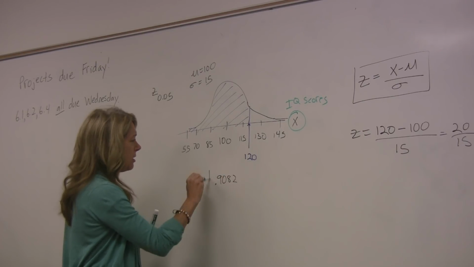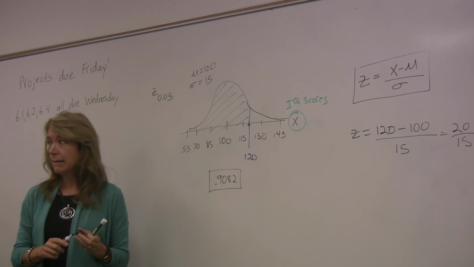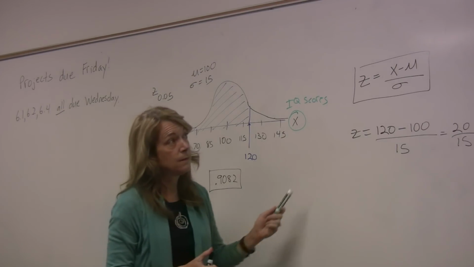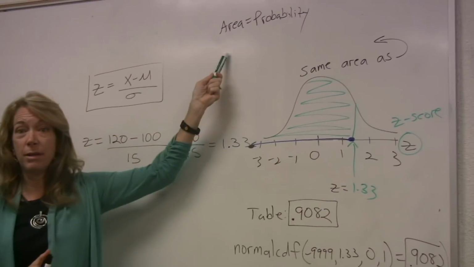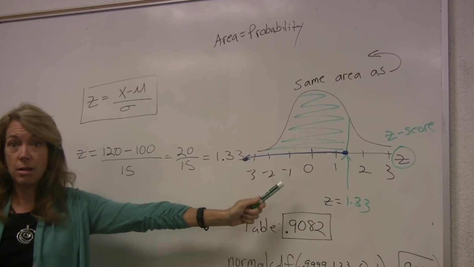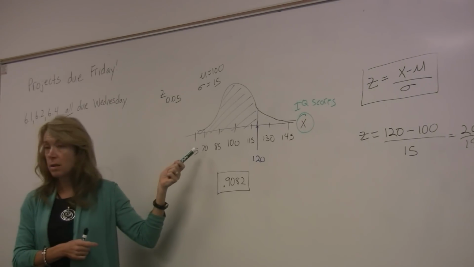Why is it the same answer? The area is the probability. We found the probability in the area over here. And what did we say that one was compared to this one? Same. The same.